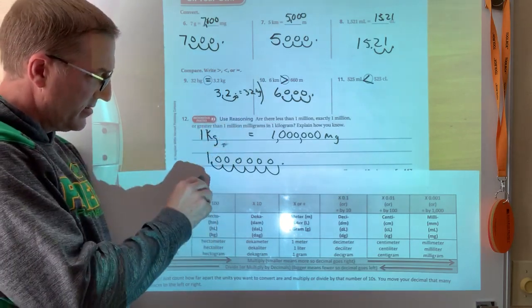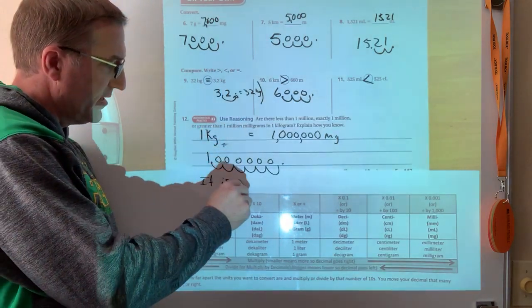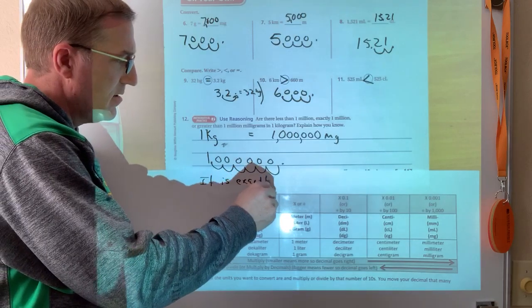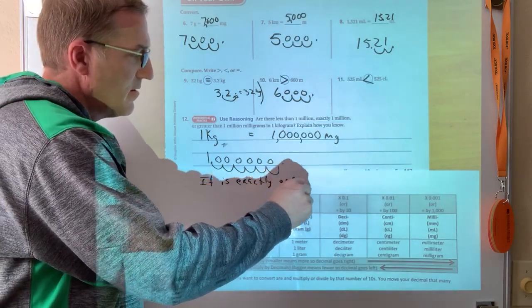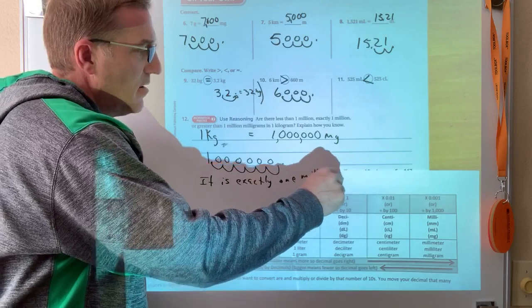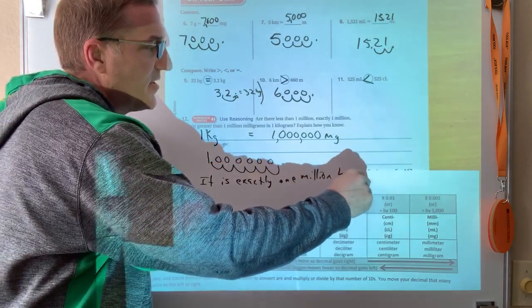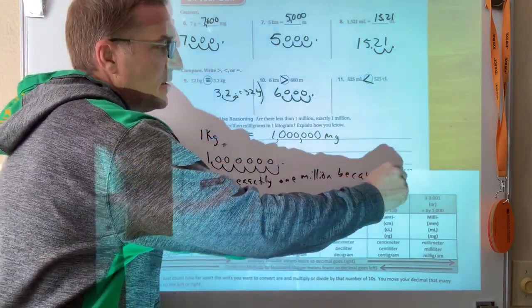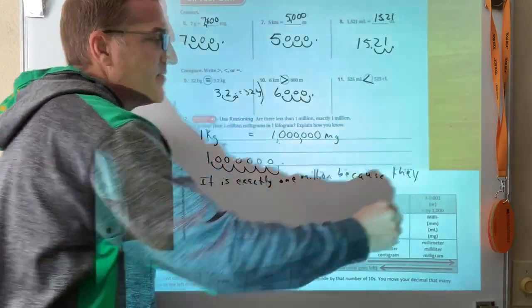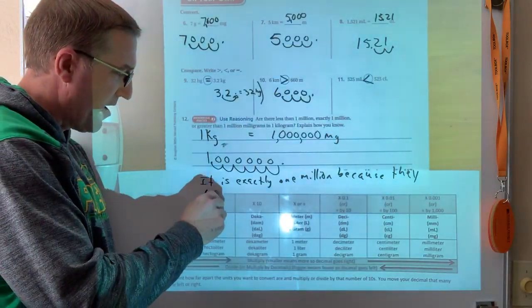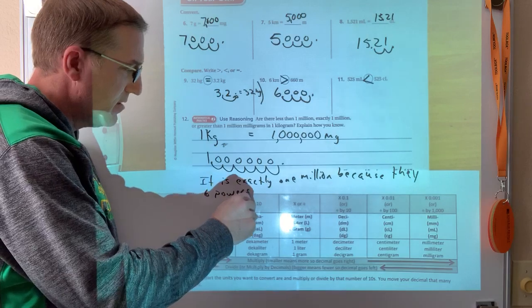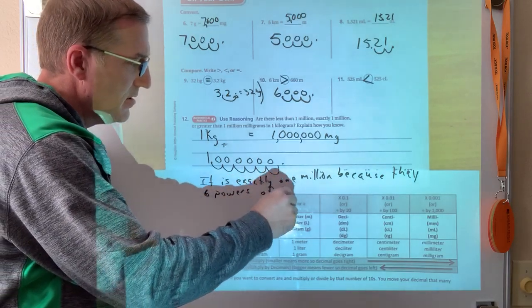I'm gonna write it right here. It is exactly 1 million. How do I know? Because there's 6 powers of 10 apart, which just means that they are 6 place values apart. 6 powers of 10 apart.